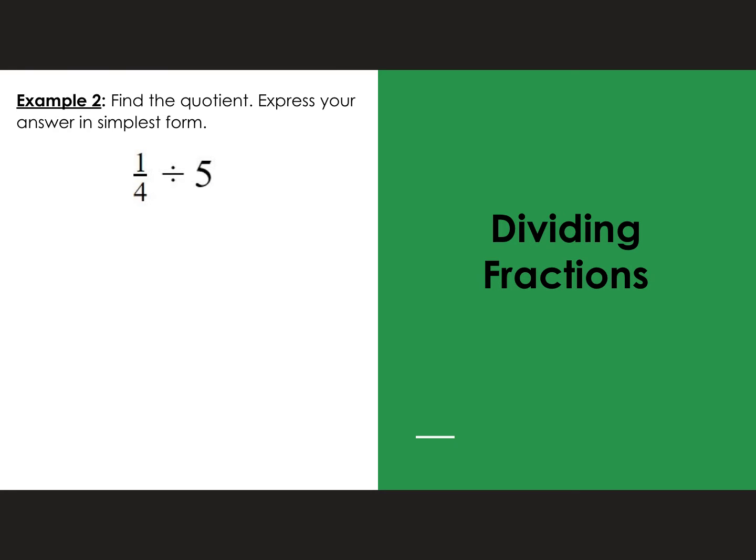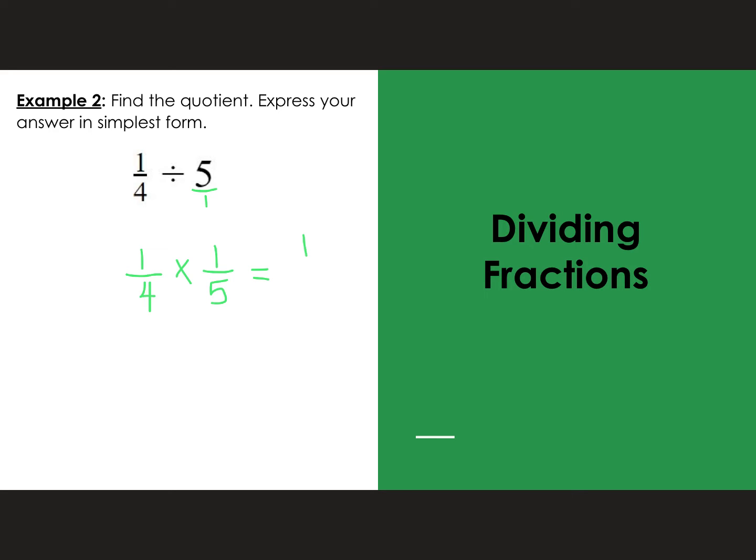Find the quotient. So I have 1/4 divided by 5. So keep the 1/4. I'm going to change to multiplication, and then what is the reciprocal or the multiplicative inverse of 5? Remember, 5 is 5/1. I can make any whole number a fraction by putting it over 1. So the reciprocal would be 1/5.